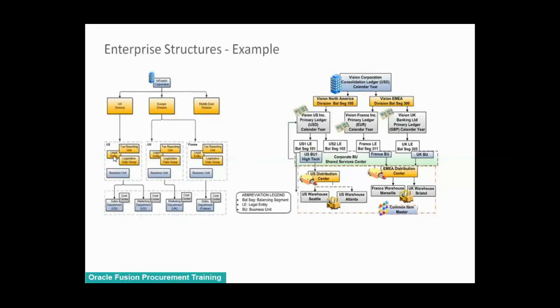And after that, the legal entities and then ledgers and again business units. And a business unit may have departments, sales department, marketing department. Okay. This structure is more focused on the division and then business unit, whereas this structure is focusing on the ledgers and then legal entities, ledger and legal entities. Any questions?